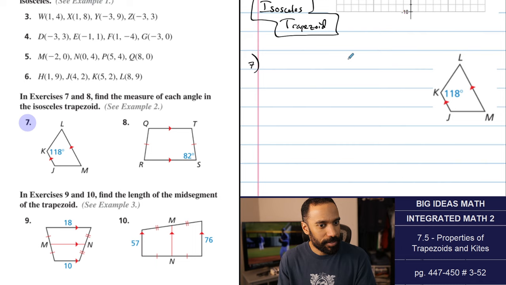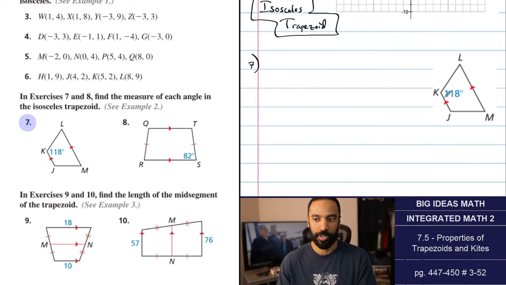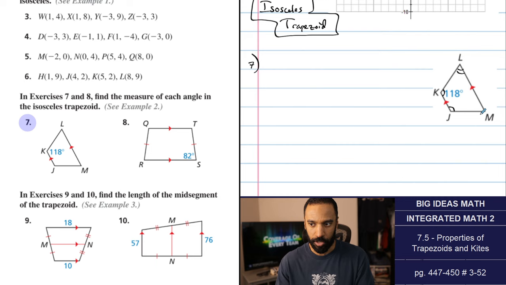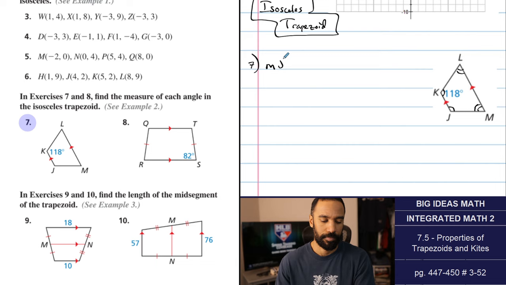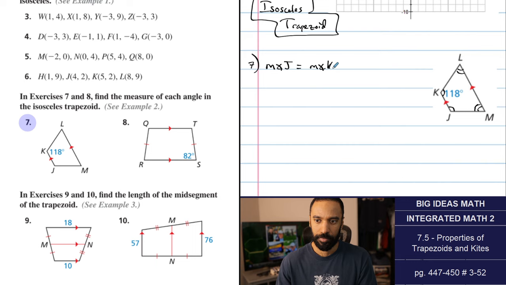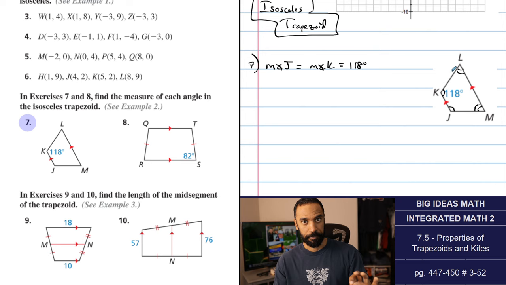Of each angle. All right, so isosceles trapezoid, these are the congruent or parallel bases, I should say. So these two angles here are congruent with each other, and these two will be congruent with each other. Those are base angles. So measure of angle J is going to be the same as measure of angle K, which is 118 degrees. Now, each of M and L will be the same. They will be supplementary to those other sets of base angles, though.